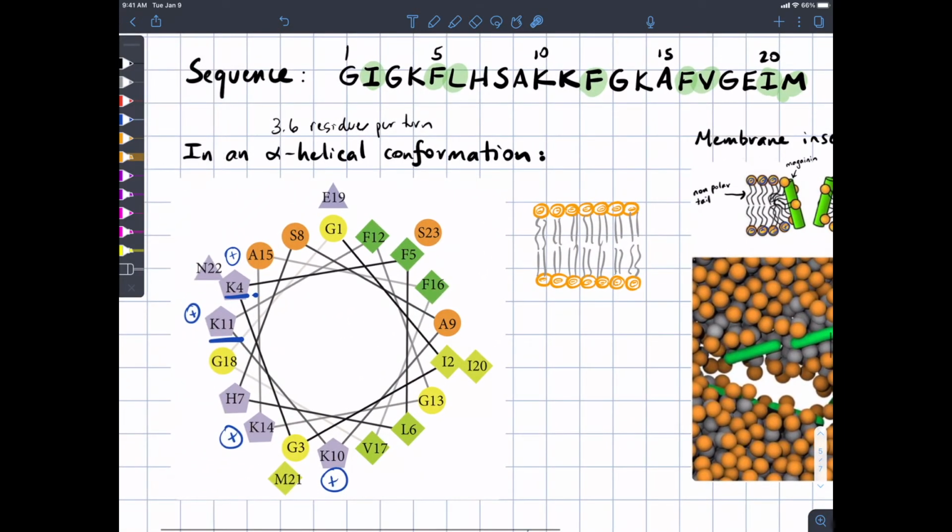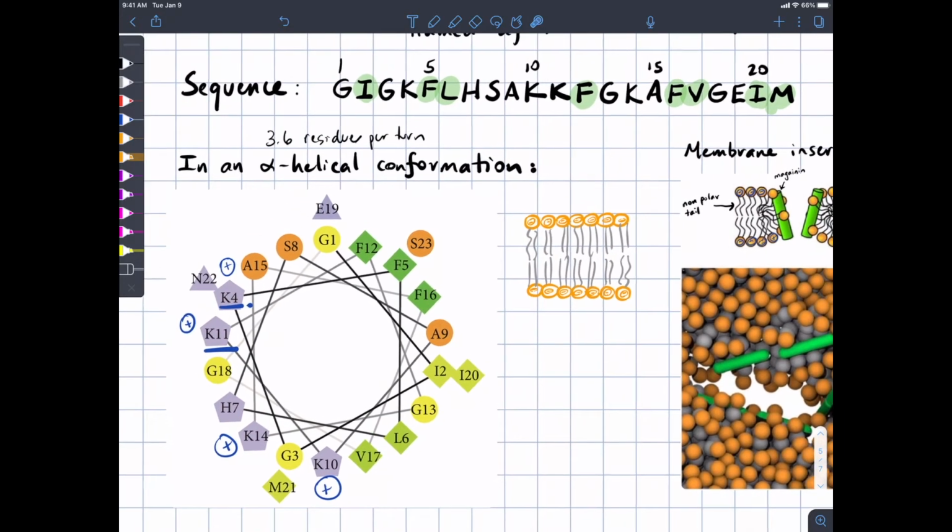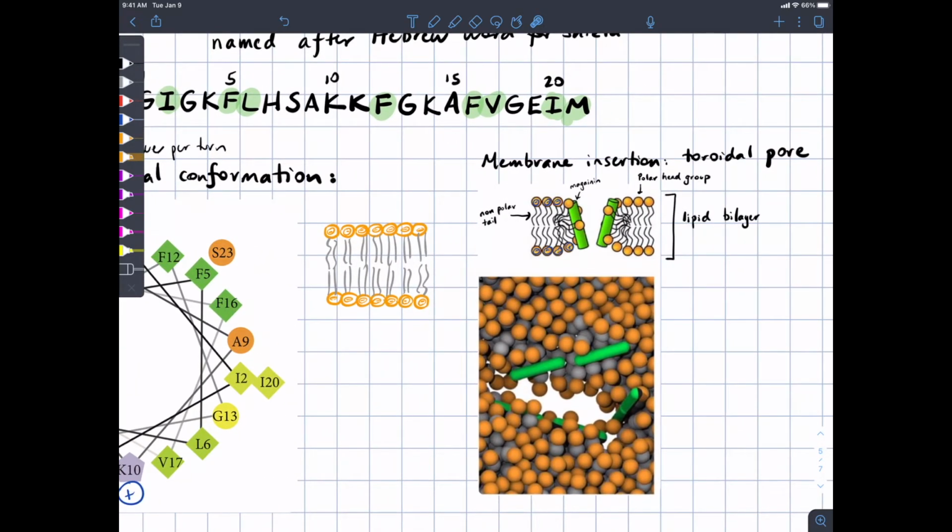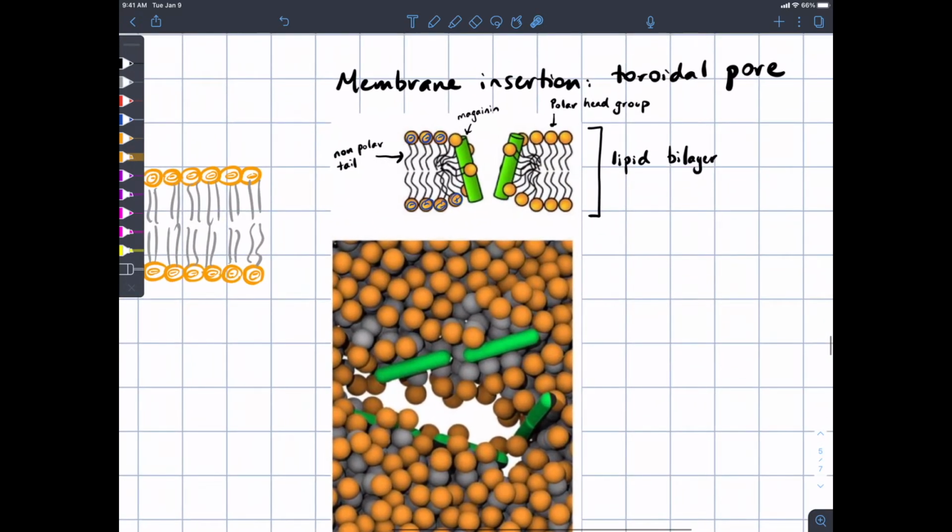And this sequence actually does that. You have a nonpolar face that's globally amphipathic. This molecule is globally amphipathic, so you have the nonpolar face, and then you have the polar face back here. And it's thought that this peptide actually inserts into the membrane in a way that creates holes.